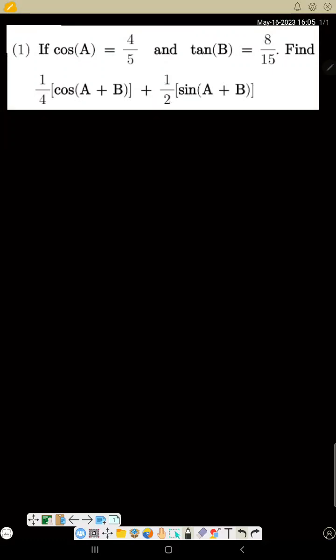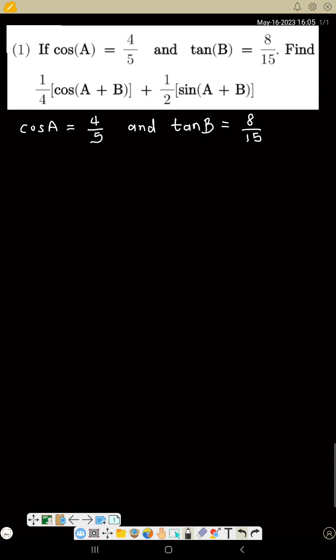So here we have: if cos A is equal to 4 over 5 and tan B is equal to 8 over 15, find 1 over 4 cos(A plus B) plus 1 over 2 sin(A plus B).